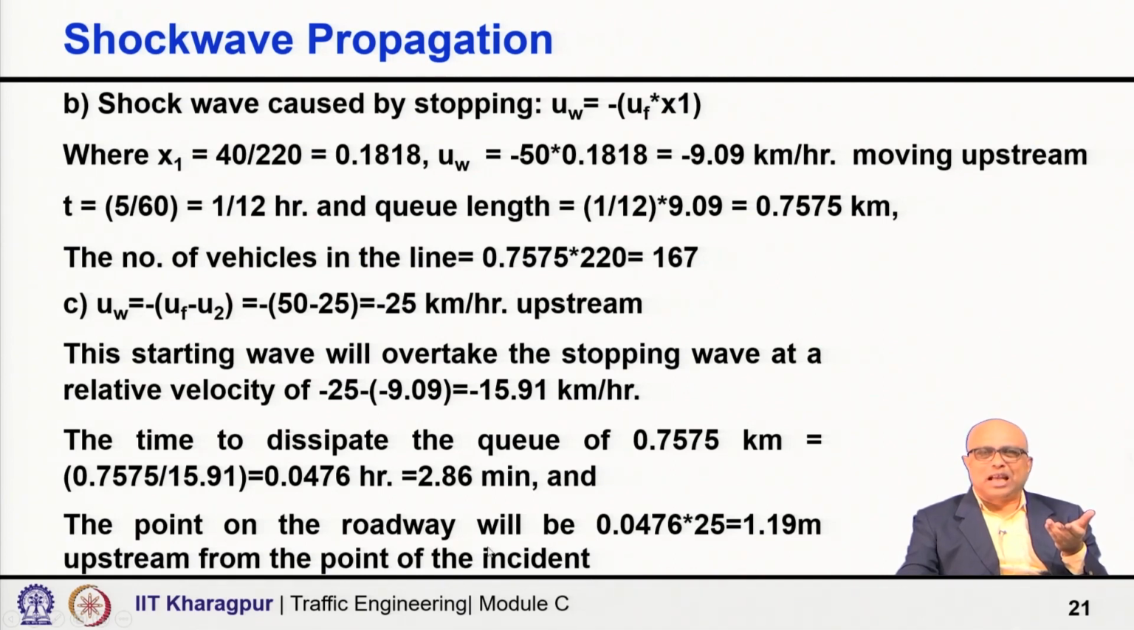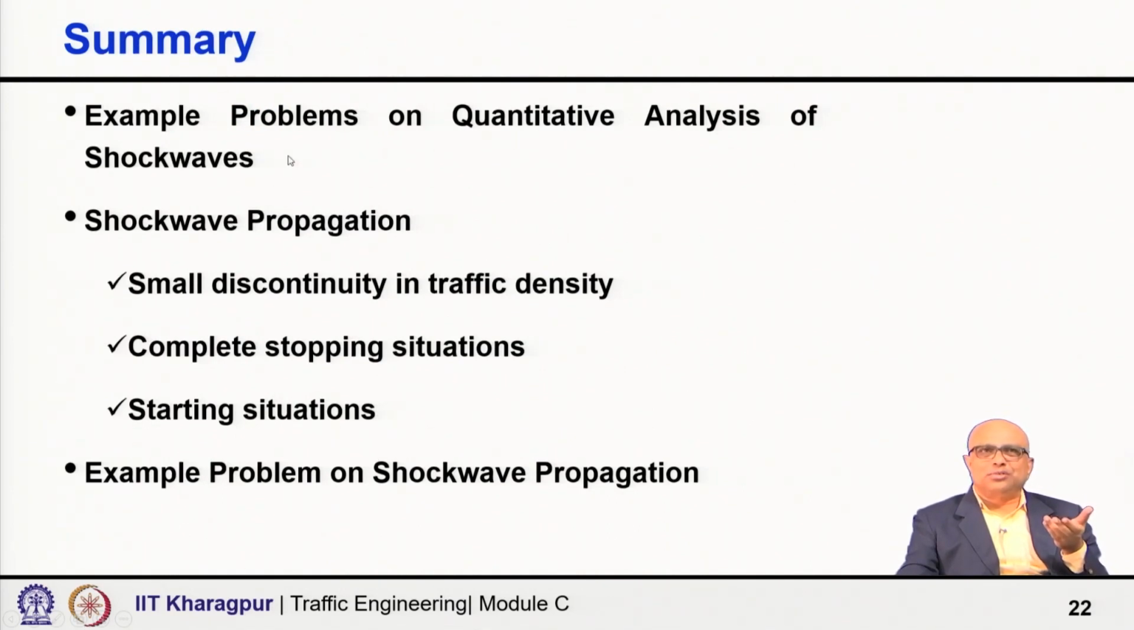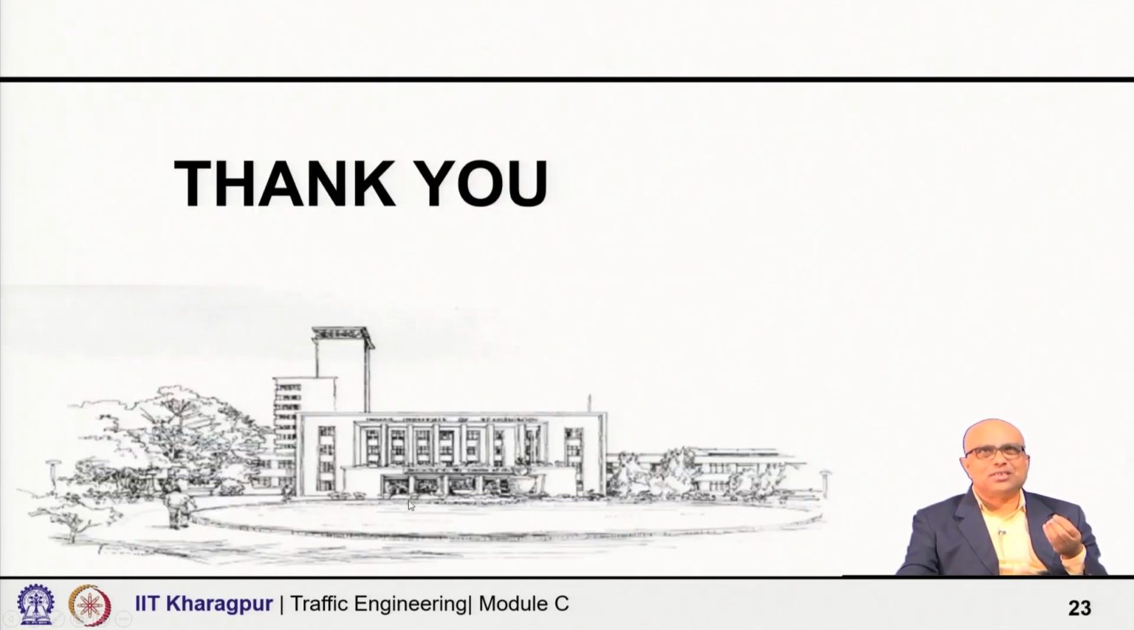So, you can make this calculation, this is not a complicated one. So, altogether, what we discussed: we explained 2 example problems for carrying out quantitative analysis, and discussed the shock wave propagation in 3 scenarios: small discontinuity in the traffic density, complete stopping situation and starting situation. Then we took a small example to explain how these simple formulations can be used to solve real life problems. So, with this I close this lecture. Thank you so much.